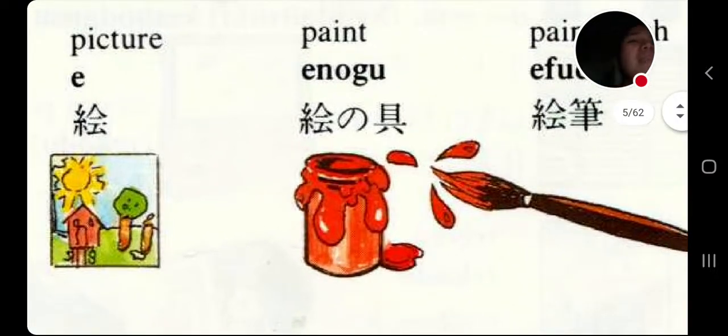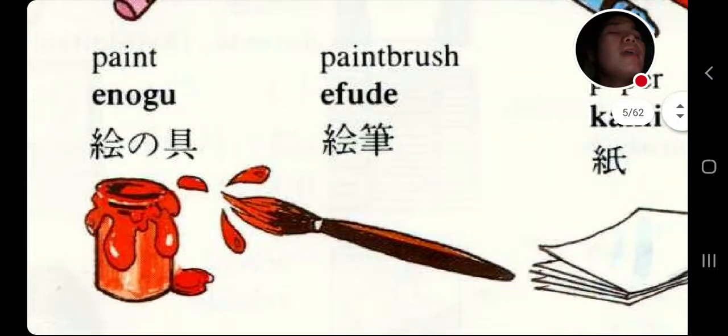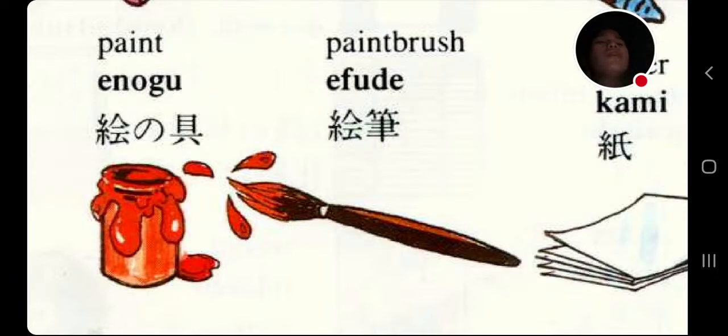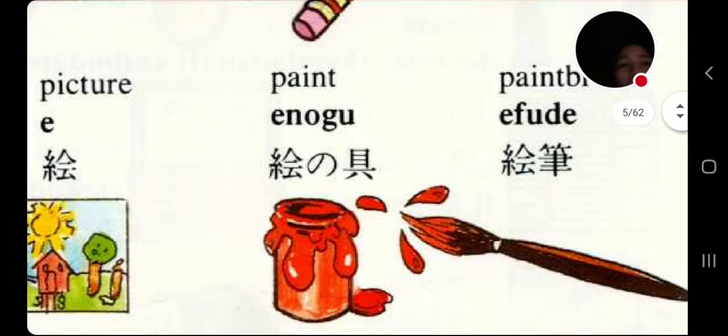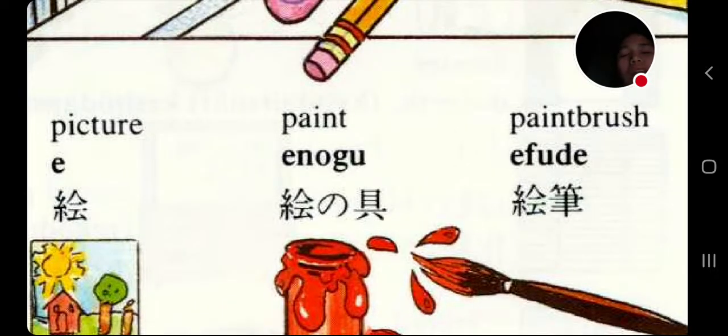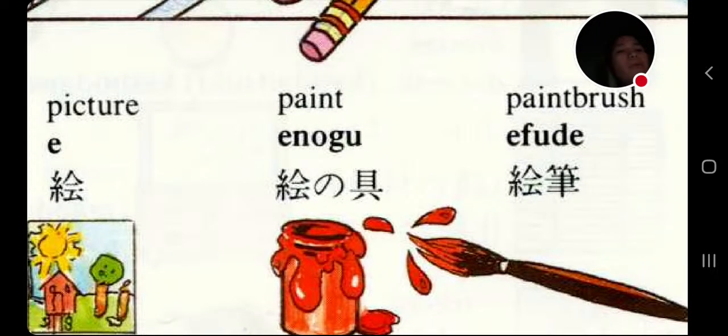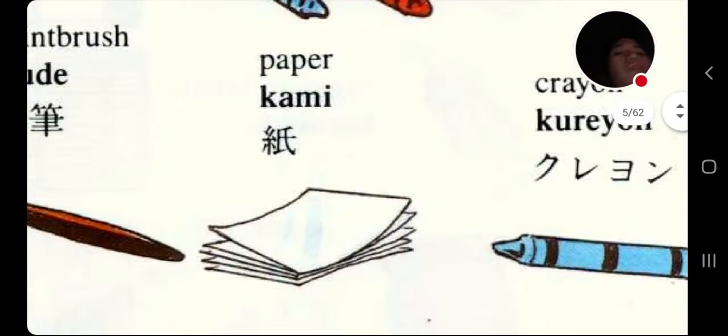Then we have paint. Paint is enogu. Enogu. You have paints. And if you have enogu, of course, paintbrush. You need paintbrush. Efude. Efude. Same na may e, kasi pang paint. If you look at the kanji character, it's the same for the e. Enogu, efude, and then e picture, so you will have an idea and it will be easier for you to memorize. Of course, paper, kami, and please remember the kanji kami.